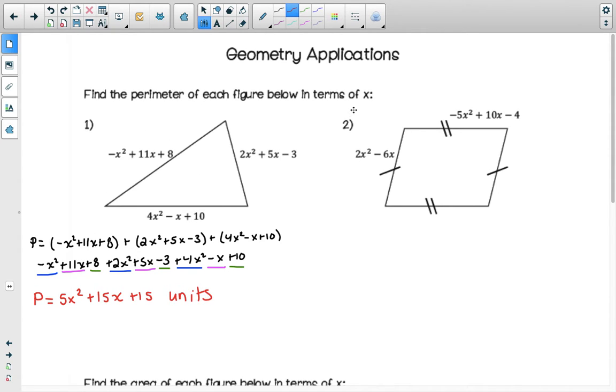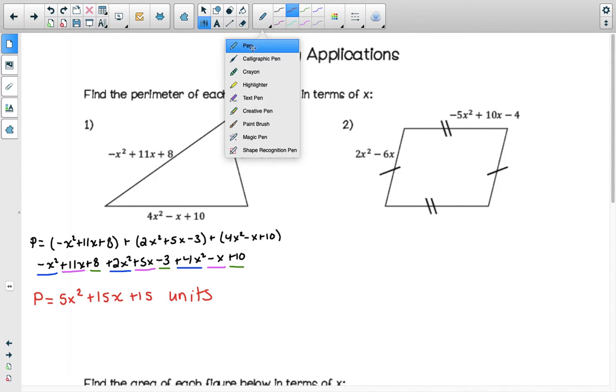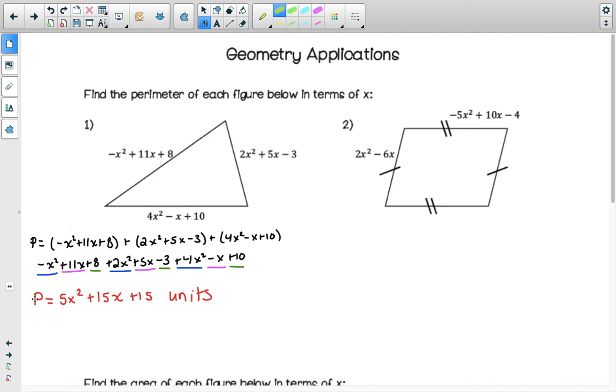We have found the perimeter, and it's still in terms of x because we have x inside of our answer. We always put the units of measure when we're talking about perimeter and area. So we don't have the actual units of measure. We don't know if it's in inches or centimeters, so we use the term units.